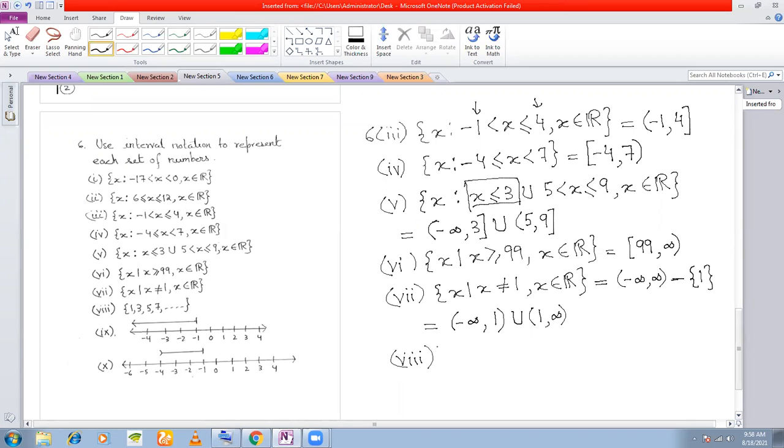Good. Next is 1, 3, 5, 7, and so on. Can you represent this in the form of intervals? Because this is not continuous. After 1, you have 3. After 3, you have 5. So then what about the middle values in between all these? So this cannot be represented as an interval of real numbers.